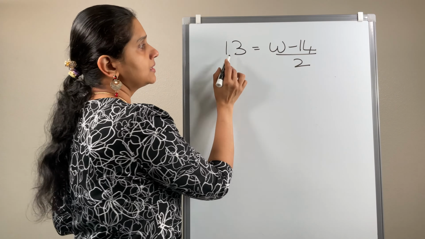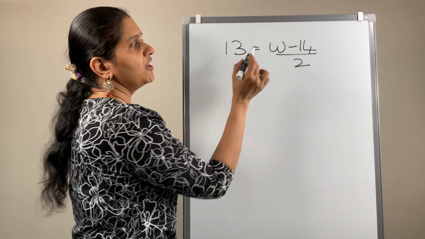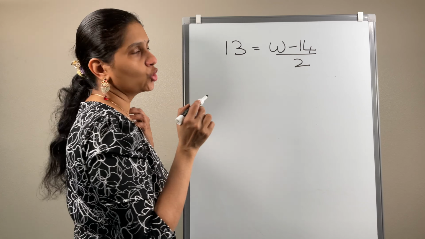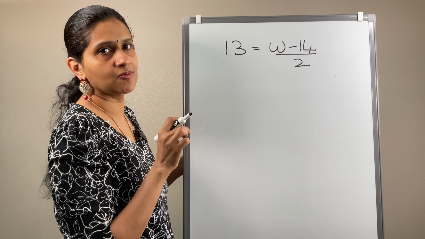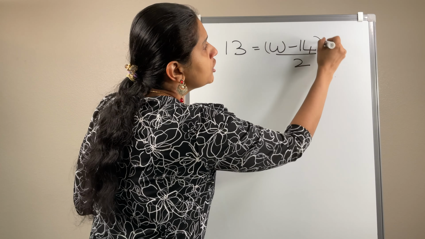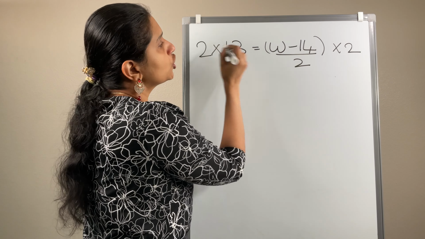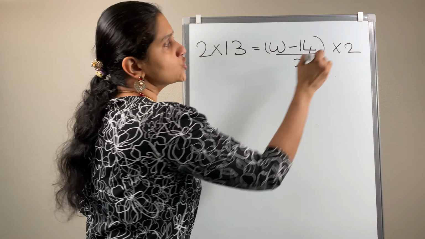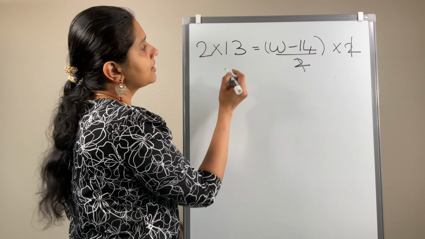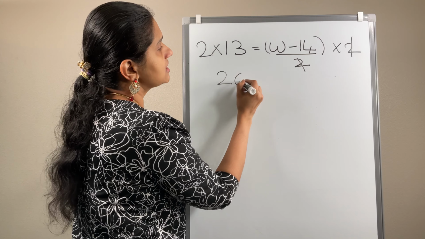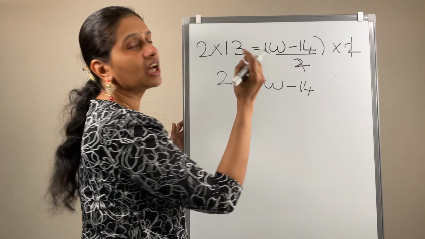Consider the example 13 equal to (w minus 14) divided by 2. We need to isolate this variable w. So first we need to avoid the number 2 which is associated with w minus 14. For that, I am going to simply multiply by 2 on both sides in order to avoid this number 2. So what will happen? 2 and 2 will get cancelled, and 2 times 13 is going to be 26, and you will be left with w minus 14 on the other side.